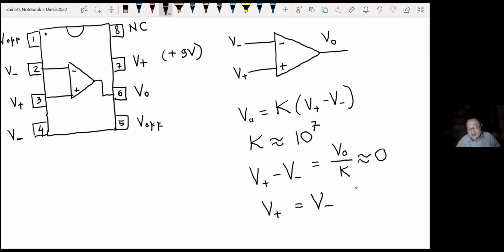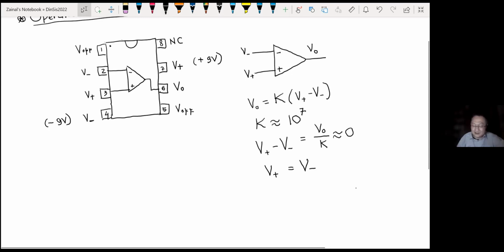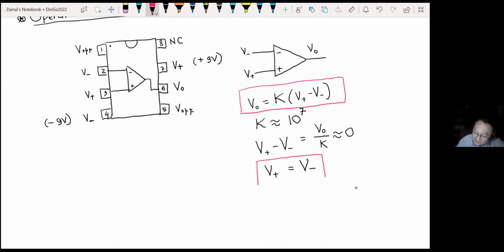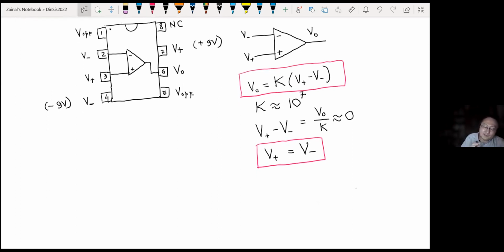Okay, any question? So by knowing this relationship, this one is the correct relationship, right? And this one is the simplification of the relationship. Now look, I can connect this one as this one.